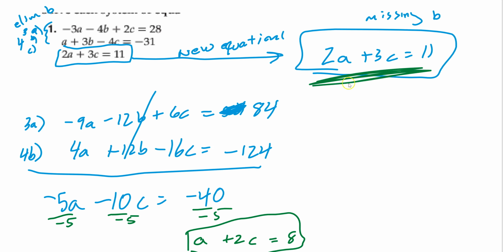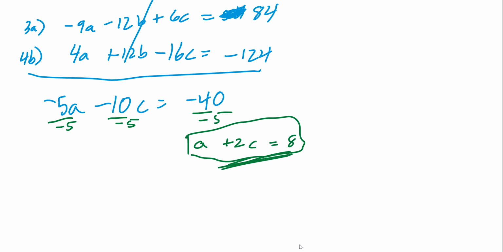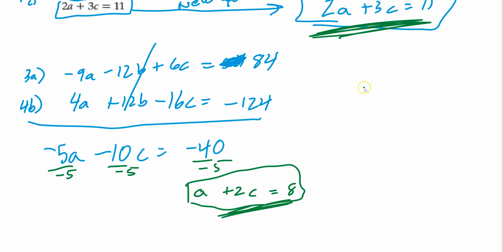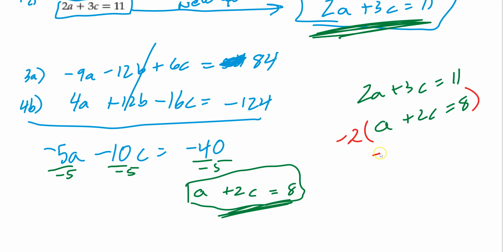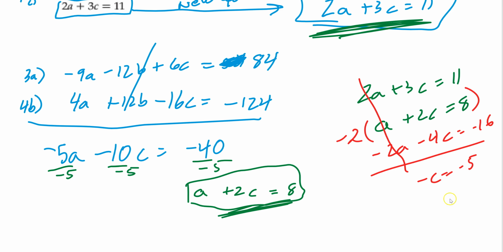So here's one equation, and here's my other equation. So let's solve those two like we normally do. 2a plus 3c equals 11, and a plus 2c equals 8. Again, I want to solve this, so let's multiply the bottom row by negative 2. I get negative 2a minus 4c equals negative 16. The a's would cancel. I get negative c equals negative 5. Also just c equals 5.